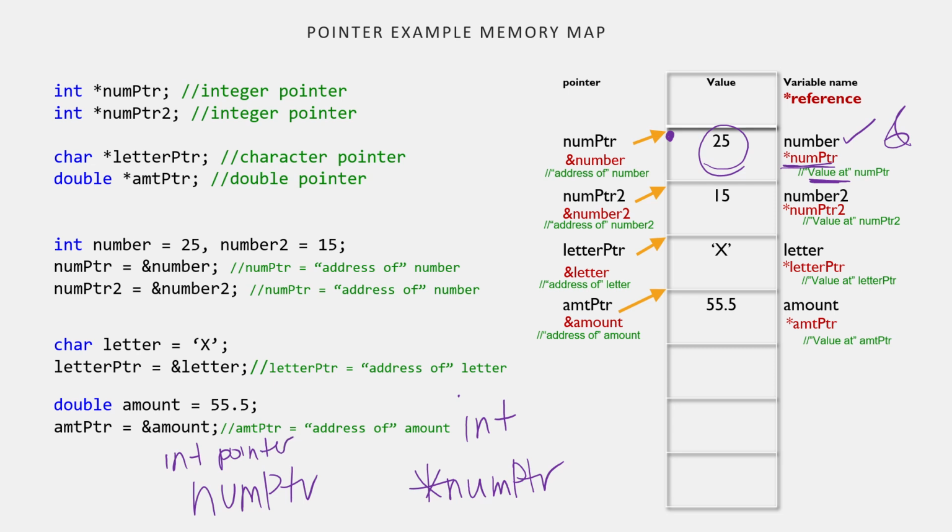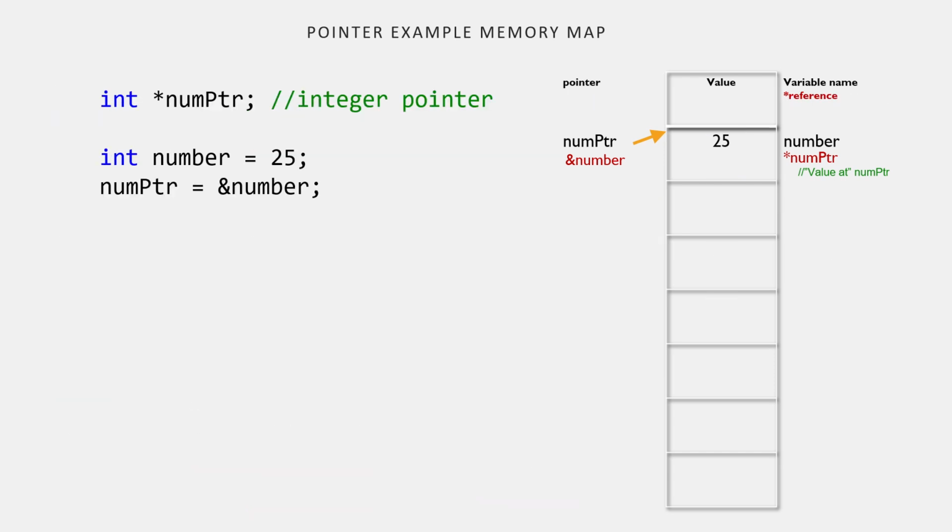So anything that's on this side is a pointer, and anything on this side is an actual variable. So this amount is a double, and value at amount pointer is a double. Amount pointer is a double pointer, and address of amount is a double pointer.